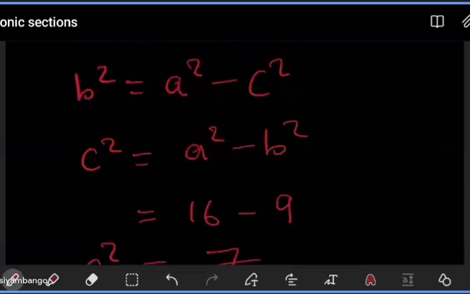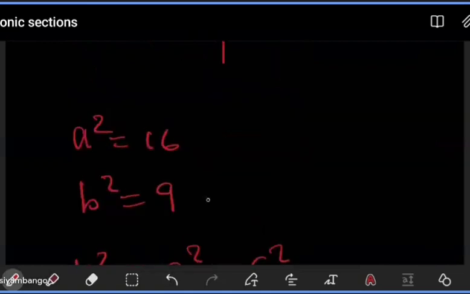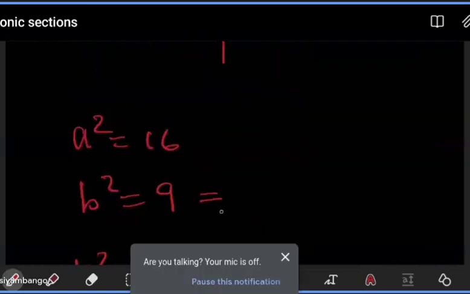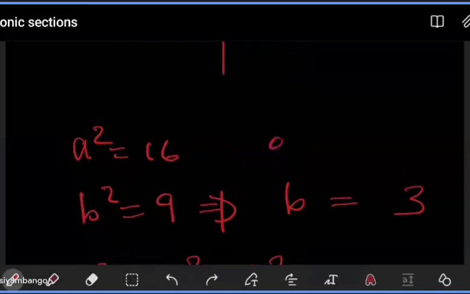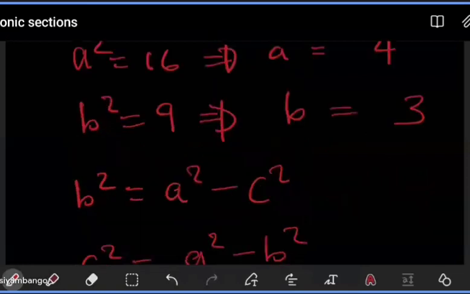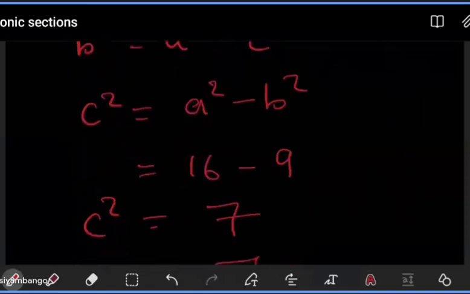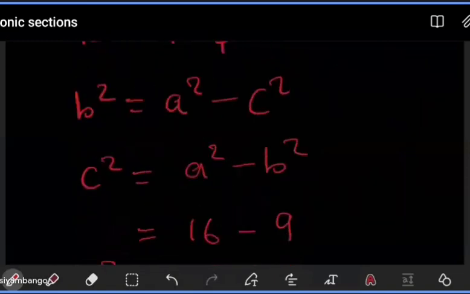And of course, since B squared is 9, it means that B is a 3. And of course, we'll not say plus and minus, but for now, just look at it as a 3. And A is a 4. Now that I have these, this might get interesting.